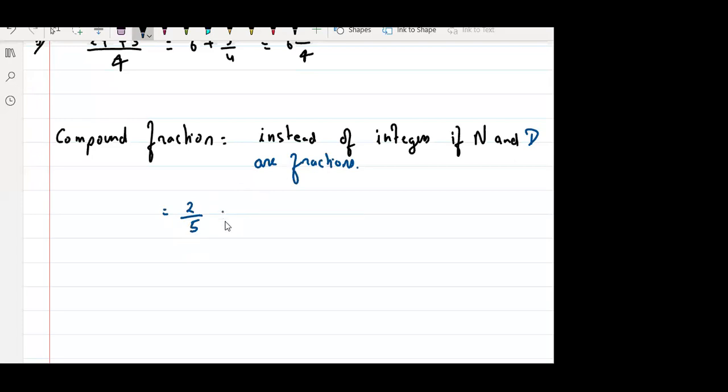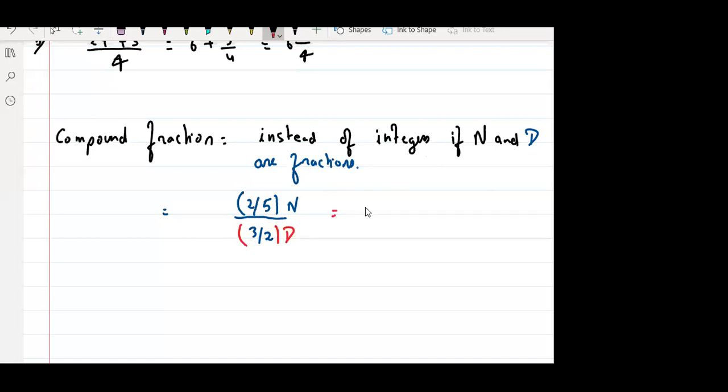But what if I write like this, 2 by 5 whole divided by 3 by 2? Think about it. If I write something like this, what is the numerator? The numerator is also a fraction, the denominator is also a fraction, yes or no? So this is your N, and this is your D. Obviously we can convert it into our normal fraction. I just said that if we have a fraction in which the numerator, instead of an integer, is a fraction, and the denominator, if any or both are fractions, so the N and D are fractions.